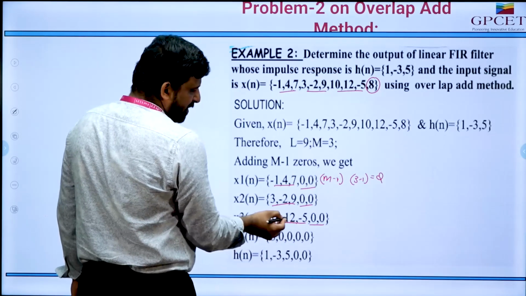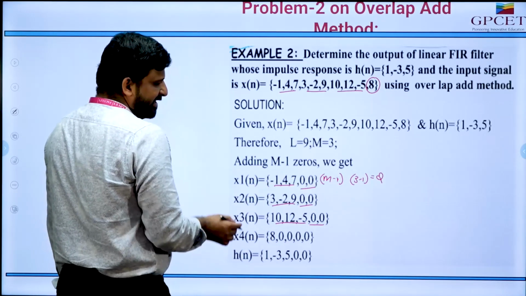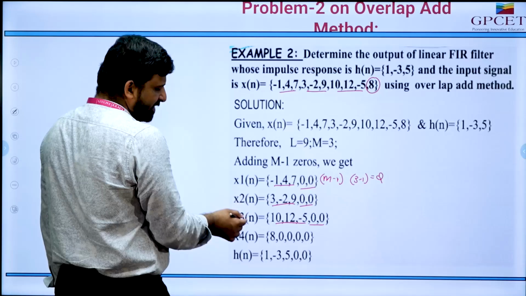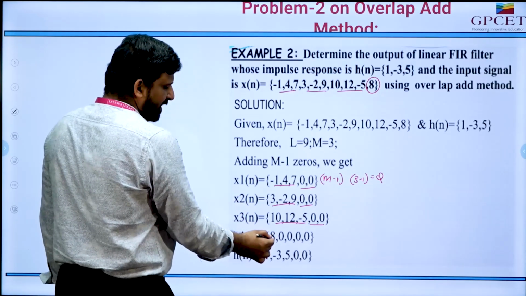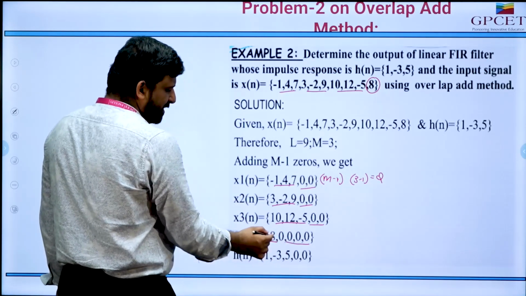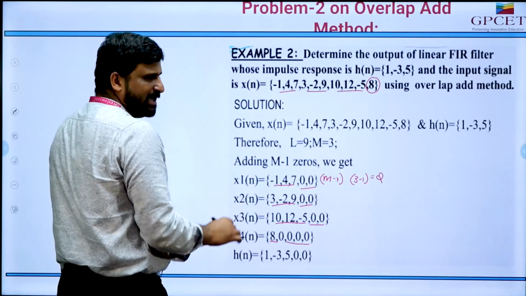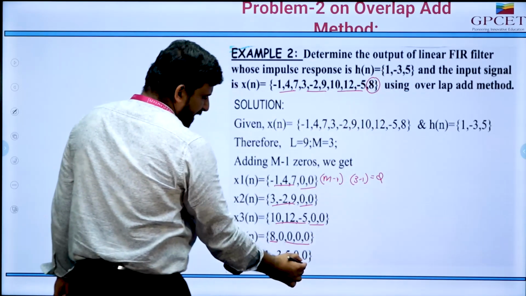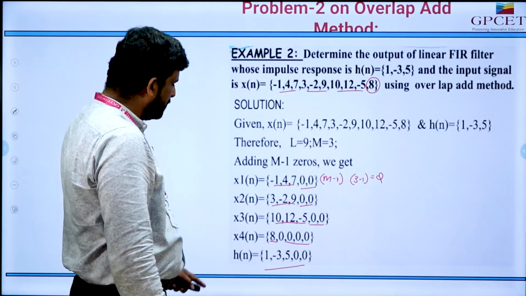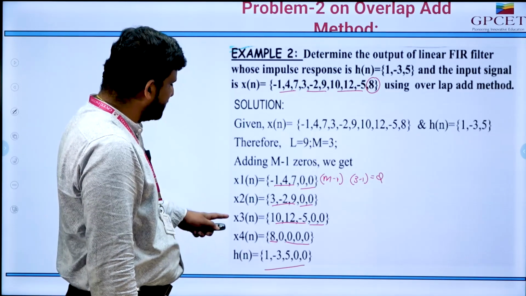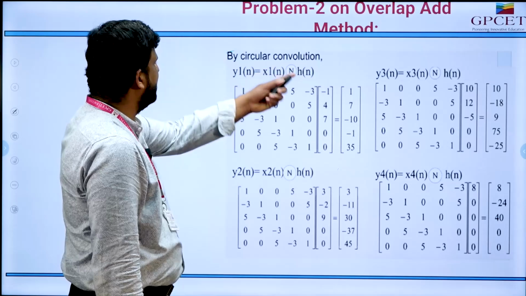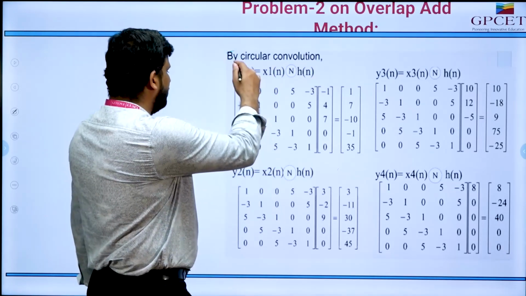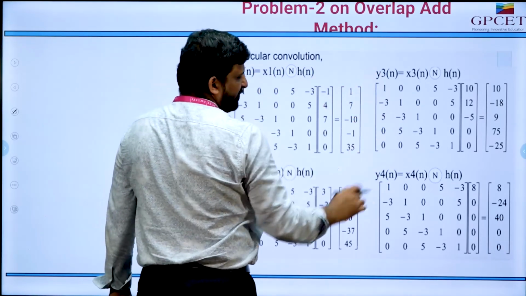Obviously, how many remaining zeros should we add here? 1, 2, 3, 4. Why? Because here 5 samples are there for all of x1 of n, x2 of n, x3 of n, and for the remaining 8 we need to add 4 zeros so that this length will be equal to the remaining subsequences. And for the 3 samples, 5 minus 3, I also added the 2 zeros. If you see, all the lengths of the sequences are equal, and with the same circular convolution we found all the values y1, y2, y3 and y4.